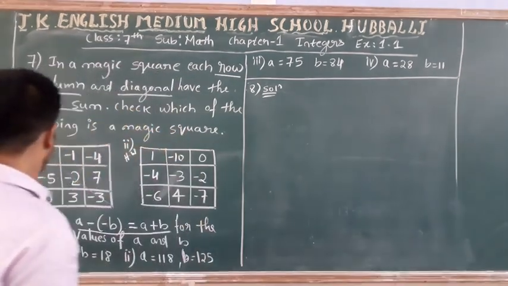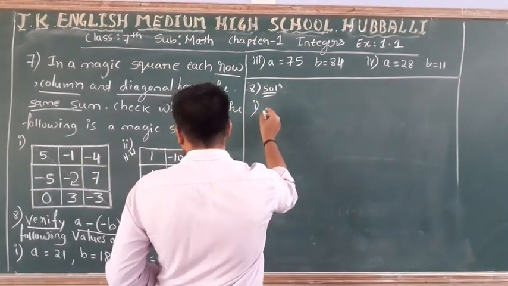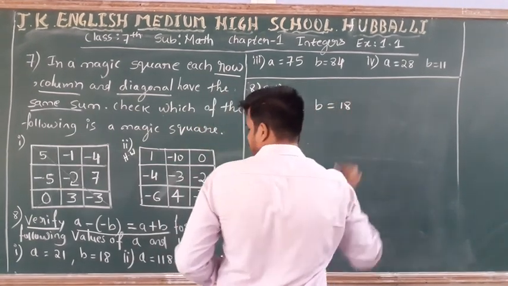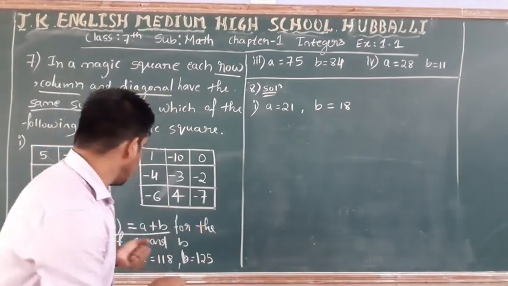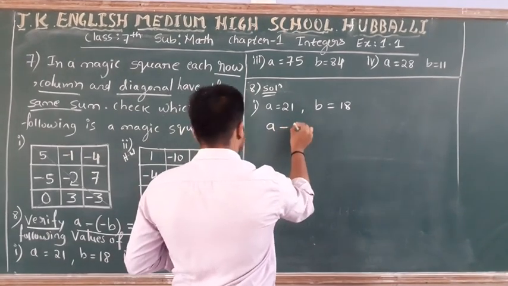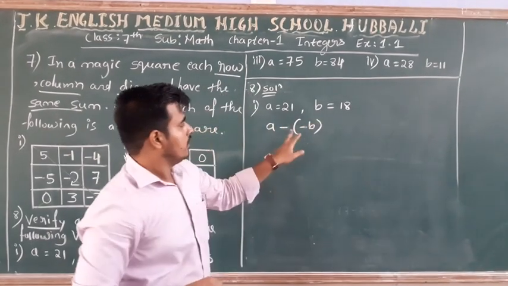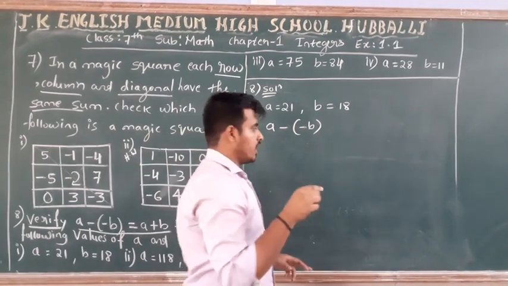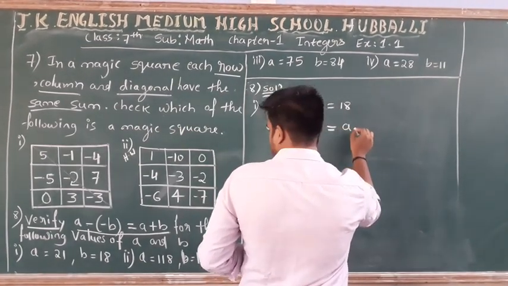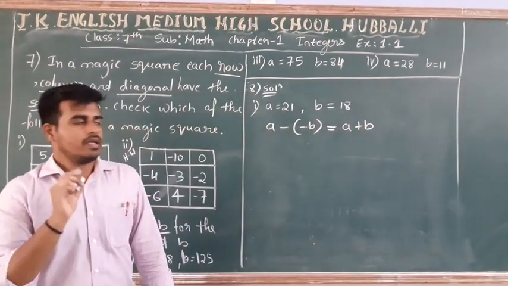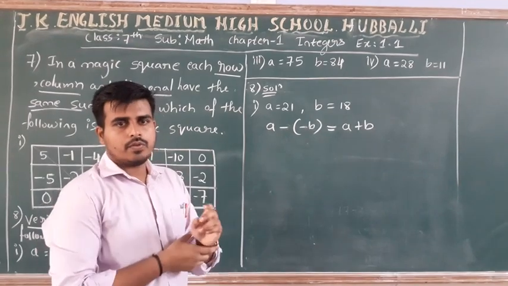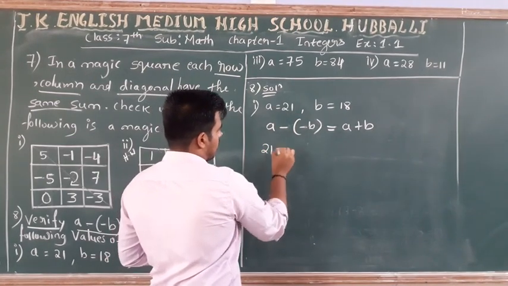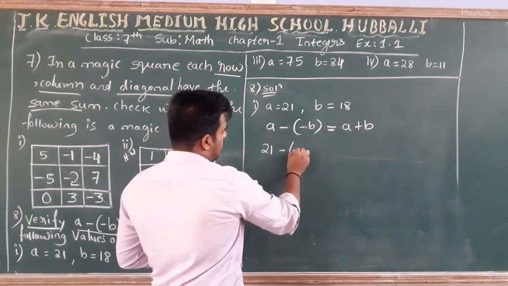Okay. We will take the first one. A is equal to 21. B is equal to 18. What do you need to check? What do you need to verify? You need to verify a minus under bracket minus b. It means this minus belongs to this minus b. The bracket acts as a multiplication sign, is equal to a plus b. Okay. Now you put the values in place of a and b. A is given 21. This minus as it is. This bracket as it is, this minus as it is. B means what?